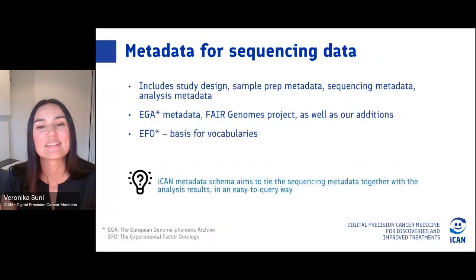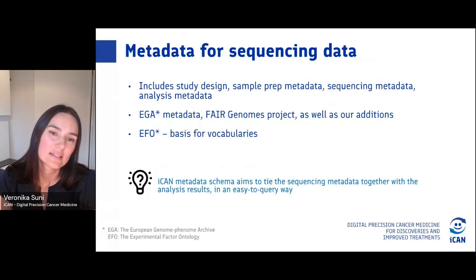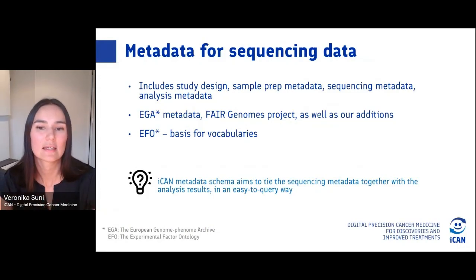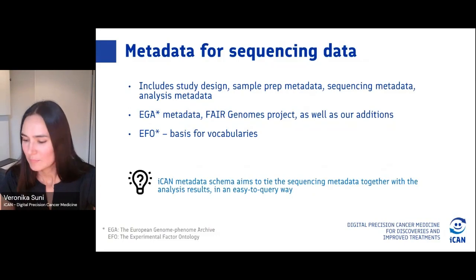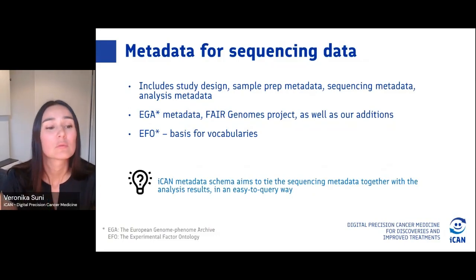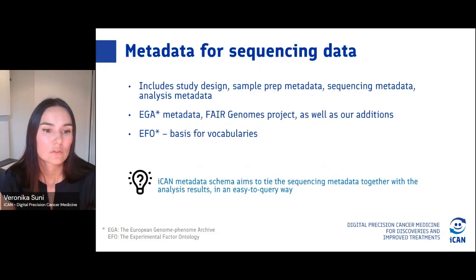Now, metadata for the sequencing data. We wanted to include, of course, the study design, sample preparation, sequencing, as well as the analysis. And here, our schema is kind of a mix of EGA metadata and FAIR Genomes project, and we're adding and removing some terms based on the feedback received from service providers and researchers.